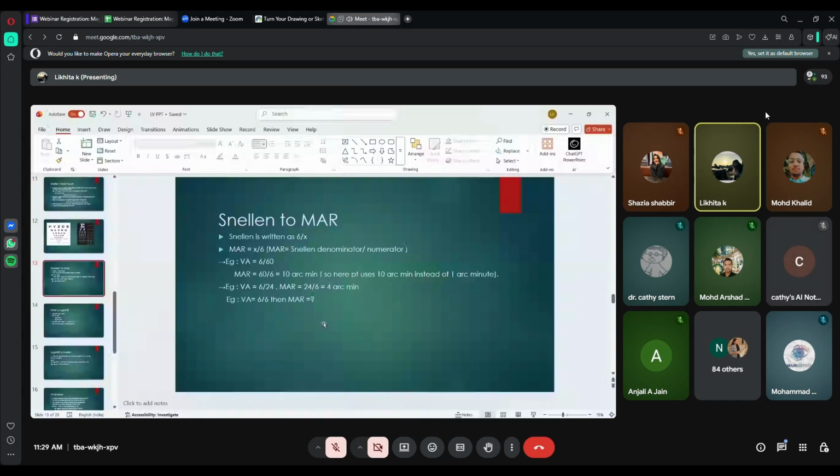So how do we convert Snellen to MAR? We all know how we denote Snellen: it's like 6 by some number, either 6 by 6, 6 by 12, or 6 by 60. So MAR is equal to the Snellen denominator over the numerator. For example, if the patient's visual acuity is 6 by 60 in Snellen, then what is the MAR? MAR is the reciprocal of that, that means 60 by 6.